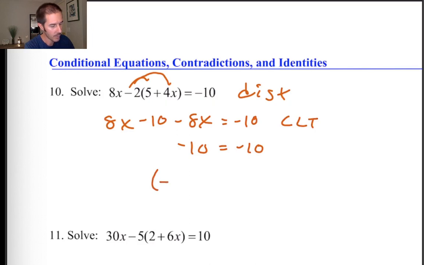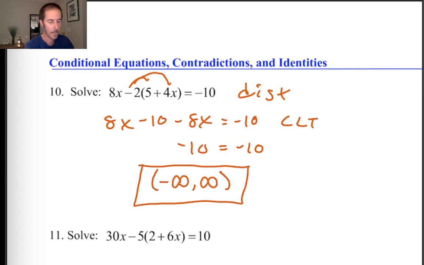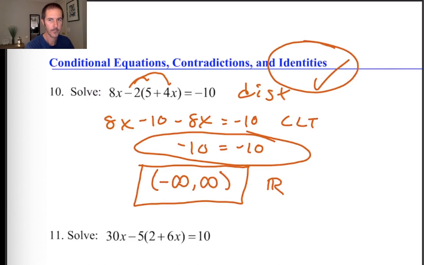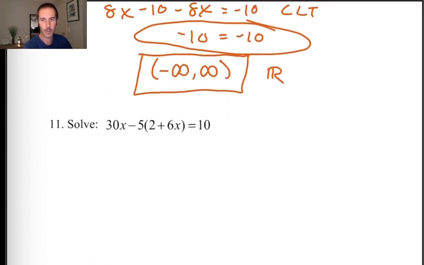Some of us say all real numbers. Or using interval notation, we could express all real numbers as going from negative infinity to positive infinity. A symbol that you don't see very often is a blackboard R. This is like a capital R with a double vertical bar, and that also represents the set of all real numbers. This kind of a statement, negative 10 equaling negative 10, is called an identity. So that's this one right here. Check.